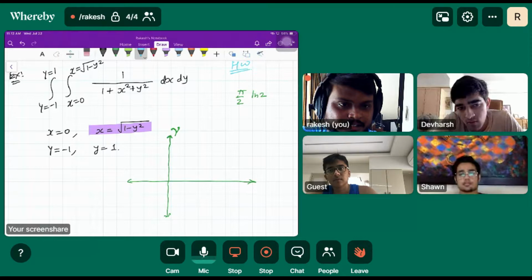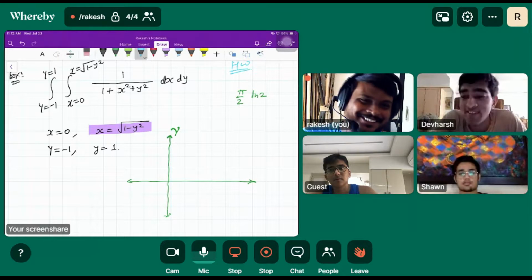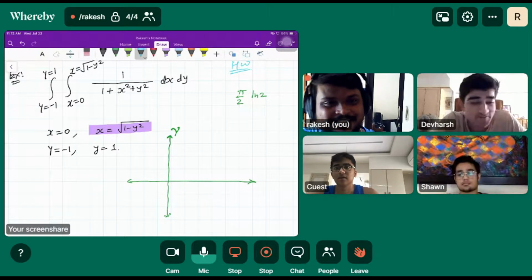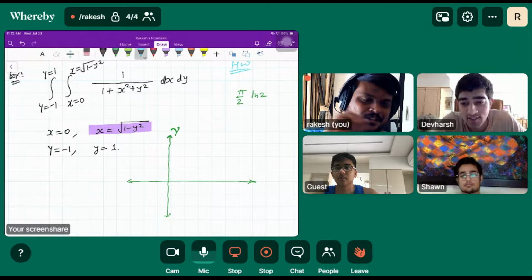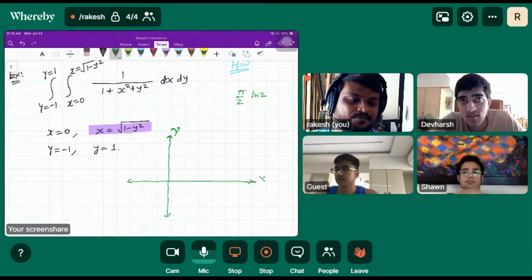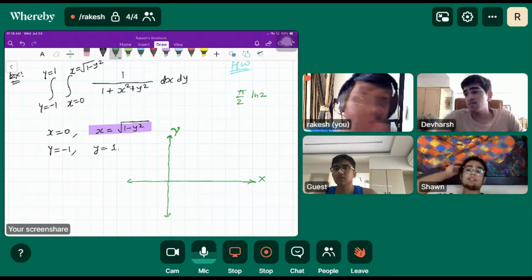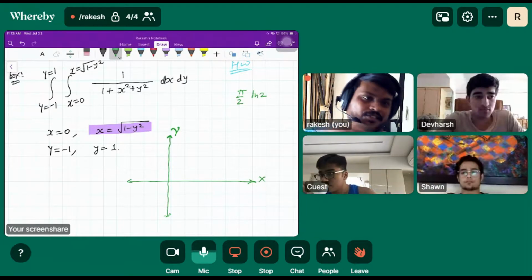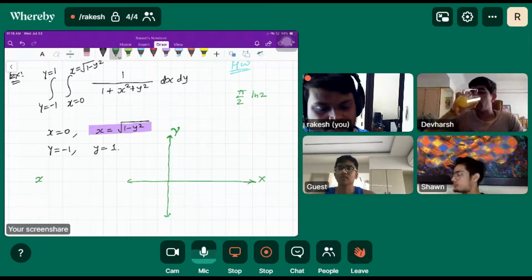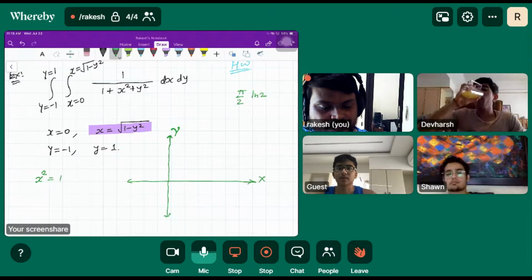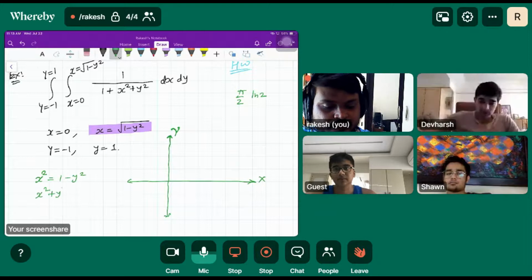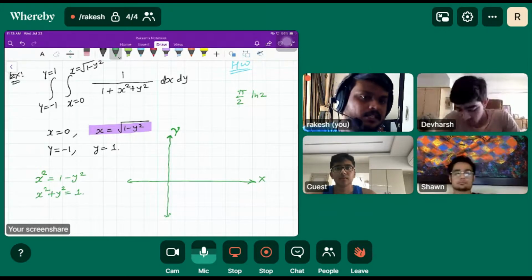You guys are lost, I think. Sorry, it's a circle: x square plus y square is 1. See, a circle has 4 parts centered around the origin, each one in the 4 quadrants: first, second, third, fourth, right? If we square both sides, we get x square is equal to 1 minus y square, and then x square plus y square is equal to 1. So it's simply a circle.